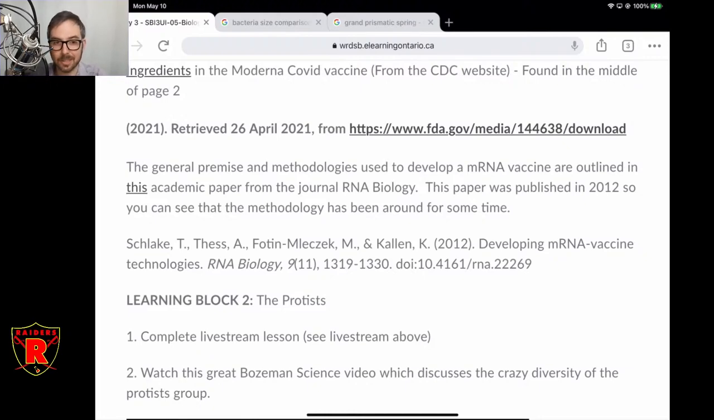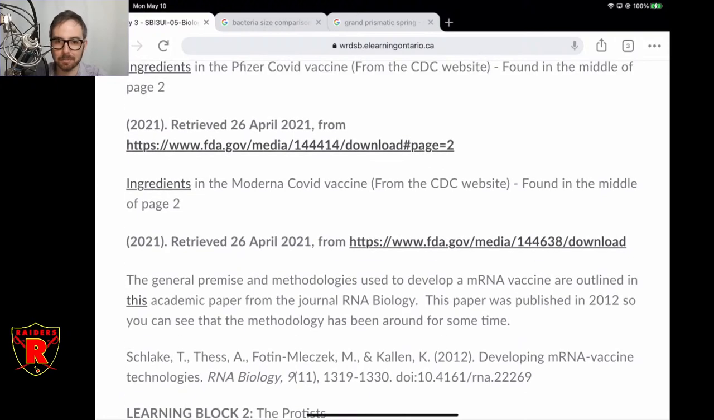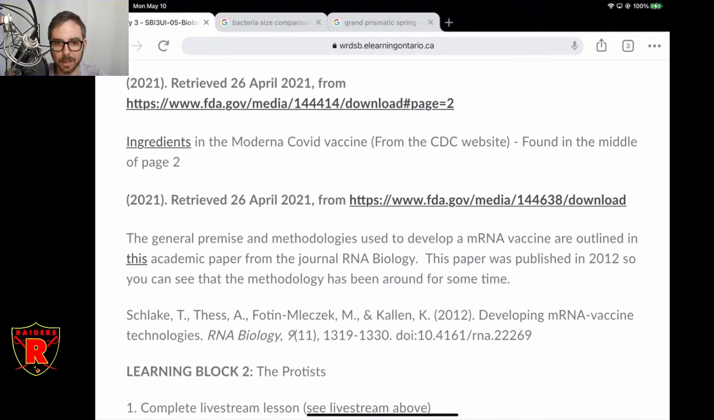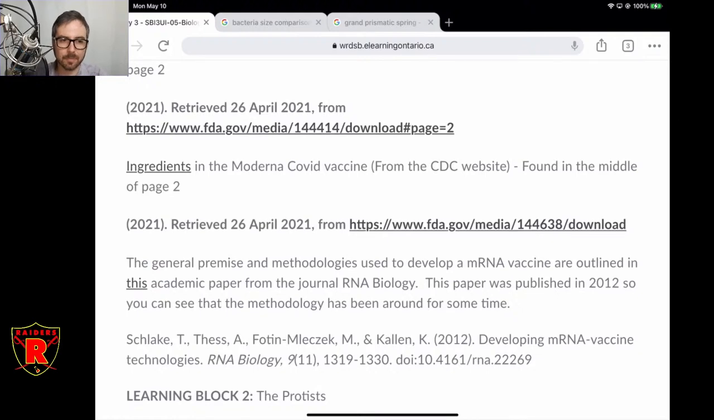Now, the specific process, for example, to make the Pfizer vaccine or the Moderna vaccine is proprietary. In other words, the specific amounts of each ingredient and how they are creating it, the specific recipe, is proprietary. They don't share that knowledge, and they also restrict other companies from using that knowledge to make an exact copy of it to protect their intellectual property rights. But the ingredients are not secret, and the process is not secret.